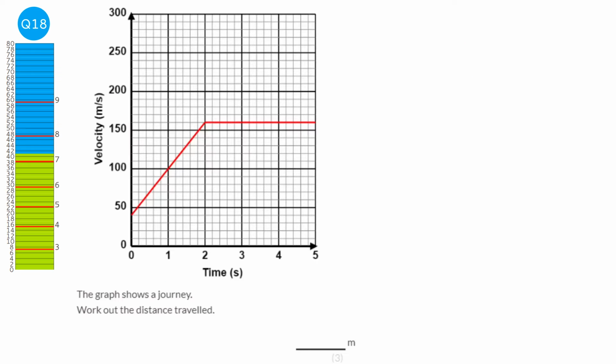To find the distance or displacement on a velocity time graph, we're actually going to find the area underneath the graph. And to do that, we're going to split the graph into two. And we've got the trapezium on the left-hand side, and we've got this rectangle on the right-hand side. So to work out the area of the trapezium, we're going to do half (a plus b) times the height. And the two parallel sides are on the left and the right.